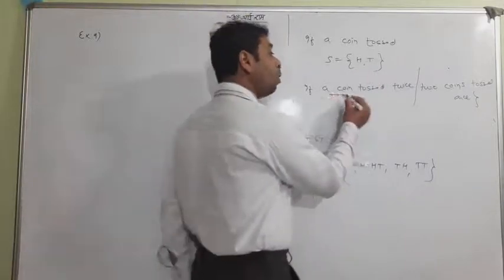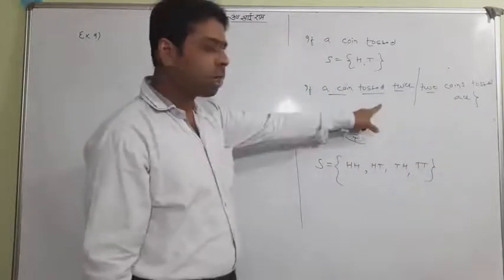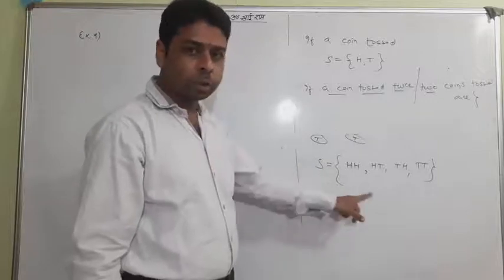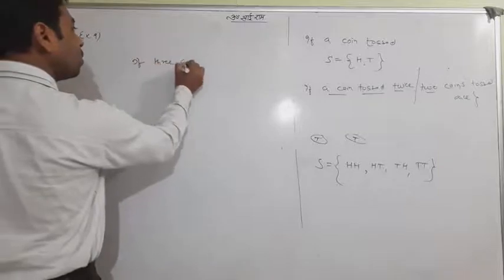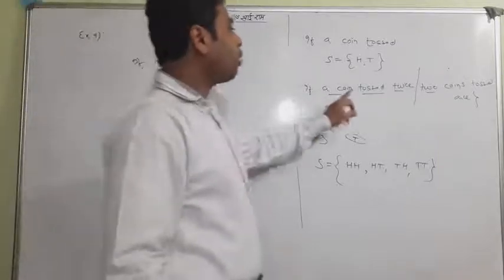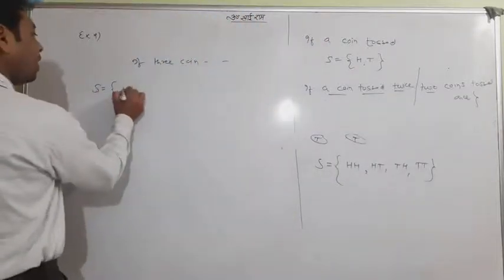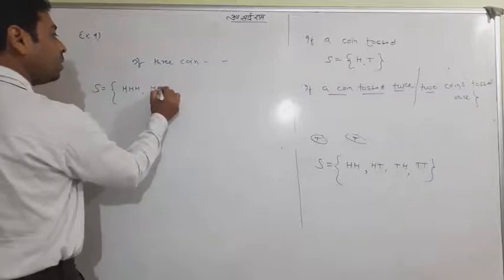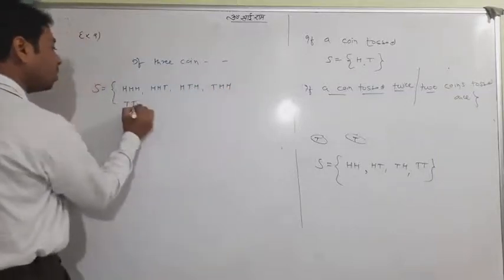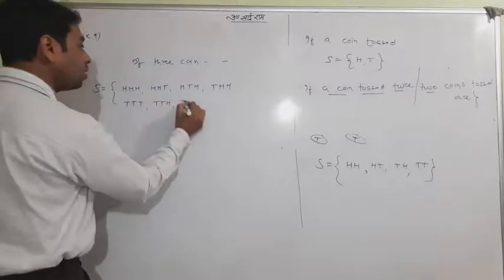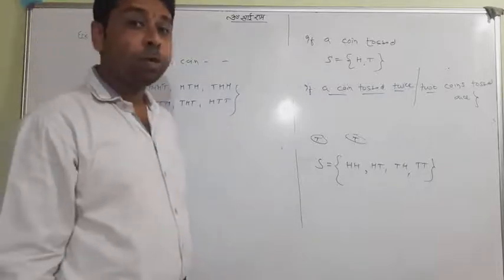Why? Because a coin tossed twice or 2 coins tossed once actually have the same meaning. Whenever these sentences come, you will write S equal to this. If three coins, I am not writing the same sentence again. If a coin is tossed 3 times or 3 coins are tossed, then what will happen? You can understand that HHH, HHT, HTH, HTT, THH, THT, TTH, TTT. These 8 will come.